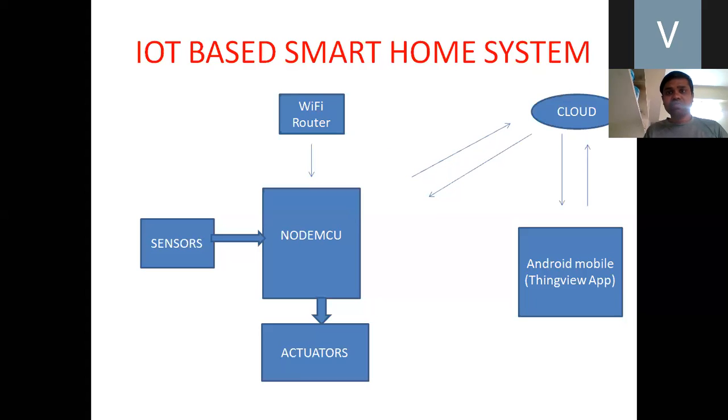IoT based smart home system: what is a smart city or smart home? The meaning of smart home is a facility that contains all the advanced technology in the home, so that we can monitor and control, or get alerts, from anywhere in the world with the help of the internet. Smart means it contains all the facilities. We can monitor the device, control the device, or send an alert to a particular person from anywhere with the help of the internet.